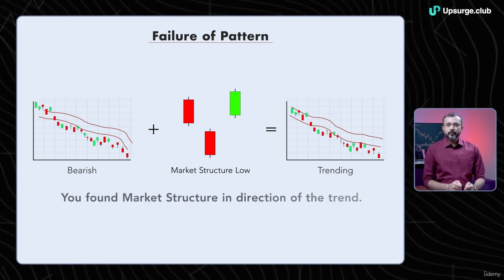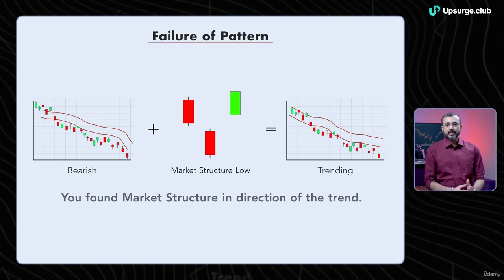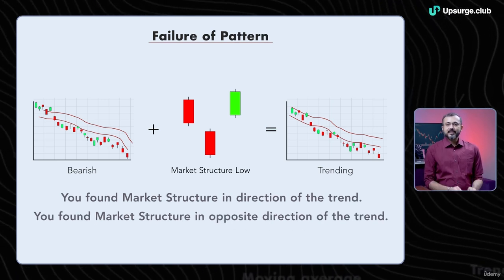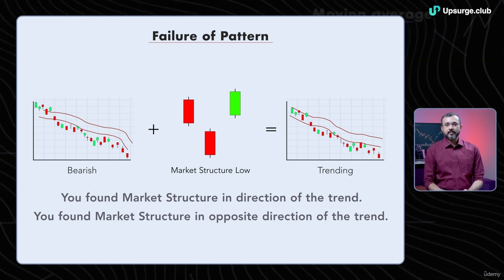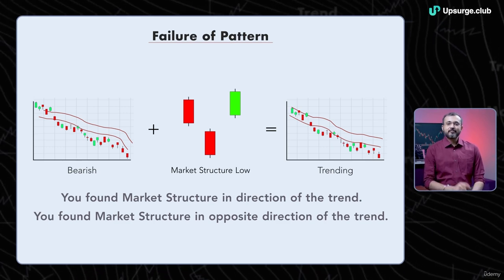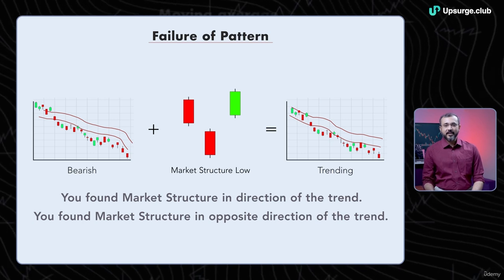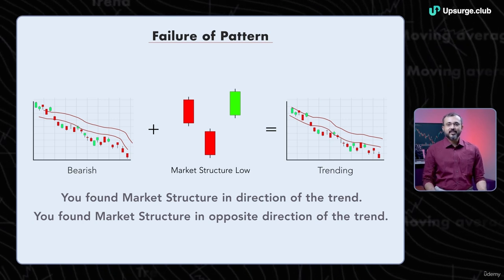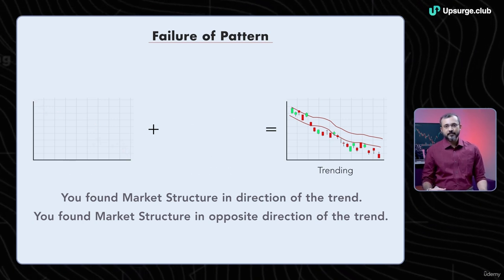One, if you find a market structure in the direction of the trend, you trade trending markets. But if the markets are non-directional, that means you have a market structure low below the moving average, then the failure of the market structure low becomes a bearish pattern. So failure of the market structure low will trigger bearishness.